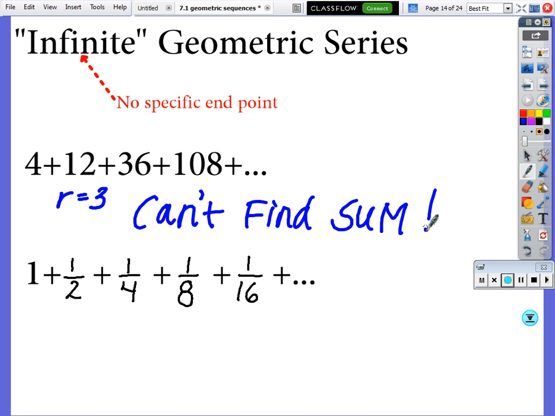But look at this next example. This is also an infinite geometric series, but let's think about this. 1 plus 1/2 plus 1/4 plus 1/8. Okay, this is getting smaller and smaller, right? What's our r in this one? It's 0.5, or multiplying by 1/2. Now you could find that by doing 1/4, you could go 1/16 divided by 1/8, that's 1/2. 1/8 divided by 1/4, that's 1/2. 1/4 divided by 1/2 is 1/2. So our r is 1/2.